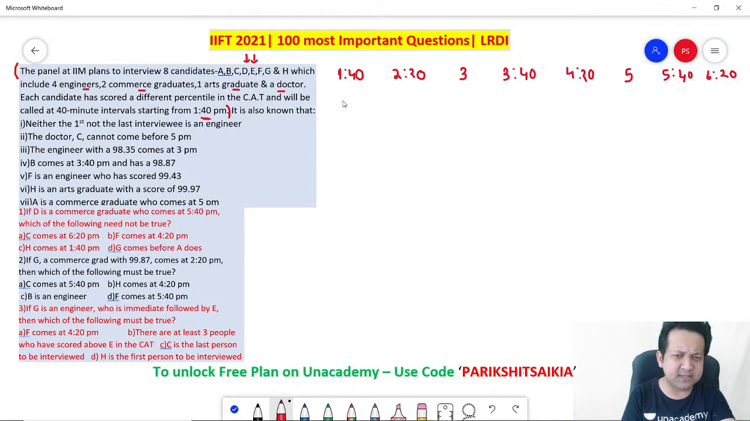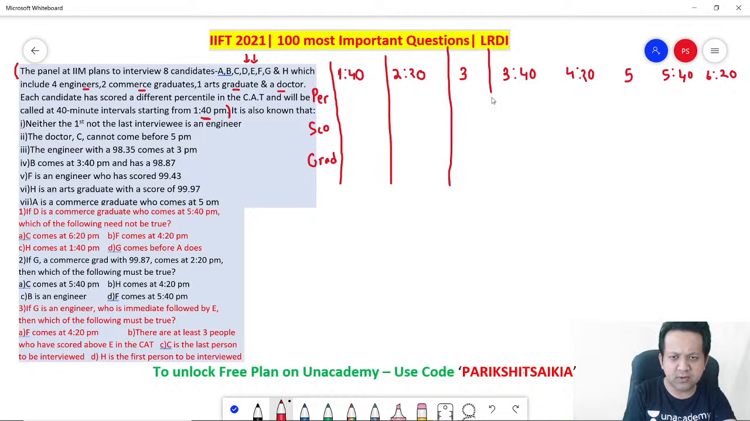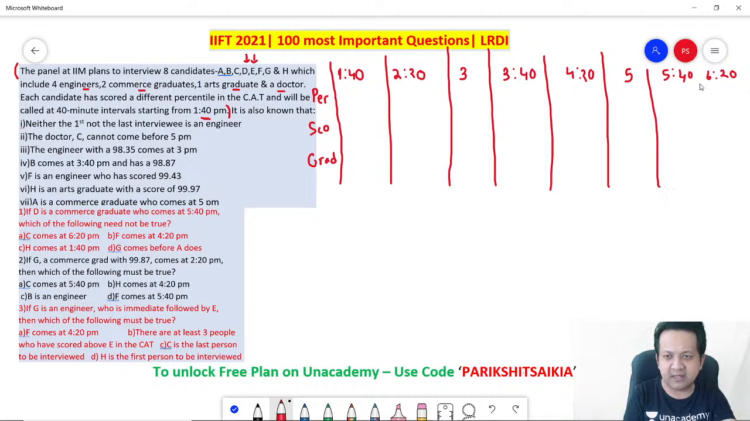Remember, what are the variables? One is the persons, next is their score, and the third is their graduation. So let's draw a table. It always helps if you are able to put the data in a format that can be easily read and understood. Okay, I think this will help.